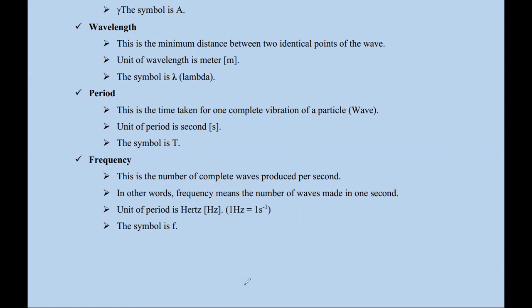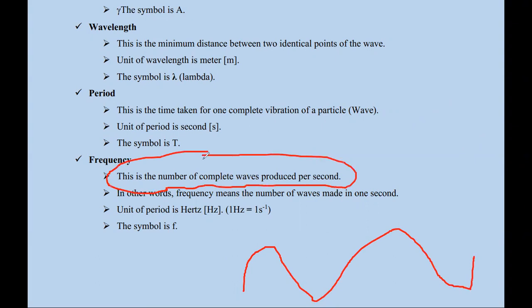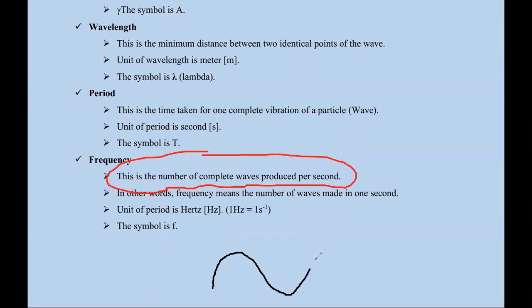Now, whether you are very fast or you are very slow, the amount of time is going to take. Here we're talking about the number of waves produced in a second. Now, whether you're very fast or very slow, the time it's going to take to make one wave, that's what we call period. So period is the time taken to make one complete wave.